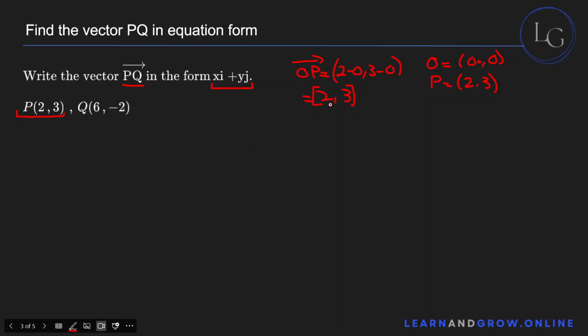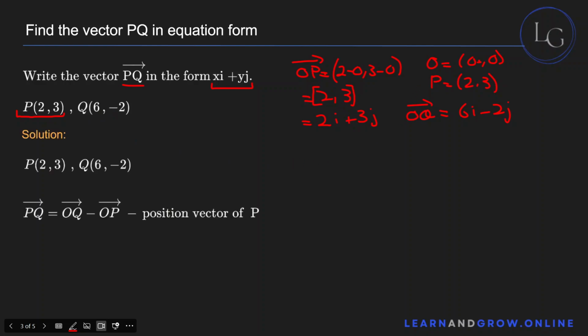Now, simply what you need to do here is to convert this into an equation form. You write the x value with i and the y value with j. So similarly for Q, the vector OQ is equal to 6i minus 2j, right? Because 6 and minus 2. But these are with respect to the origin. We need to find PQ, and obviously PQ is equal to the vector OQ minus the vector OP.